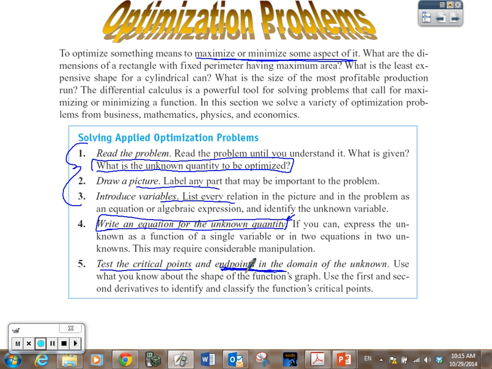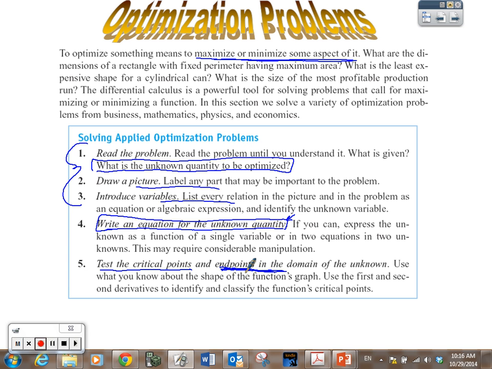So if you have endpoints or a domain, a definite beginning and ending of your domain, you've got to do the candidates test, and you have to test those endpoints as well, not just the critical numbers. Okay? So that is the overall concept that we're going to be working on. We set up the problem, we write an equation for what we're maximizing, we take the derivative, set it equal to 0, do a sign chart, and get our maxes and mins. That's pretty much the process. Okay, and if we have endpoints, we do test the endpoints like we would on the candidates test.